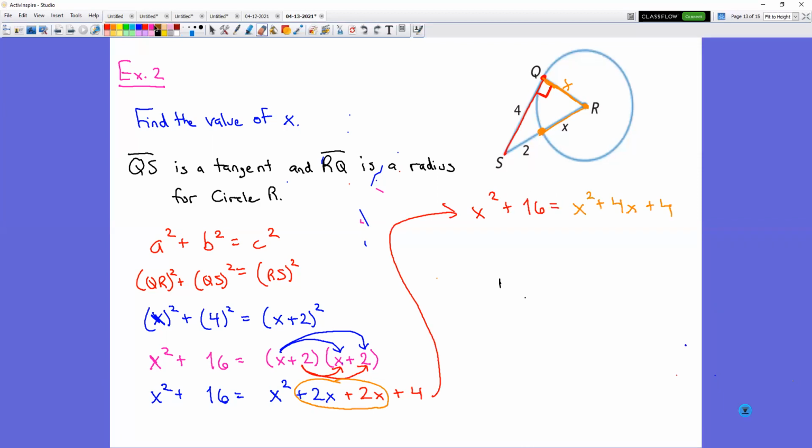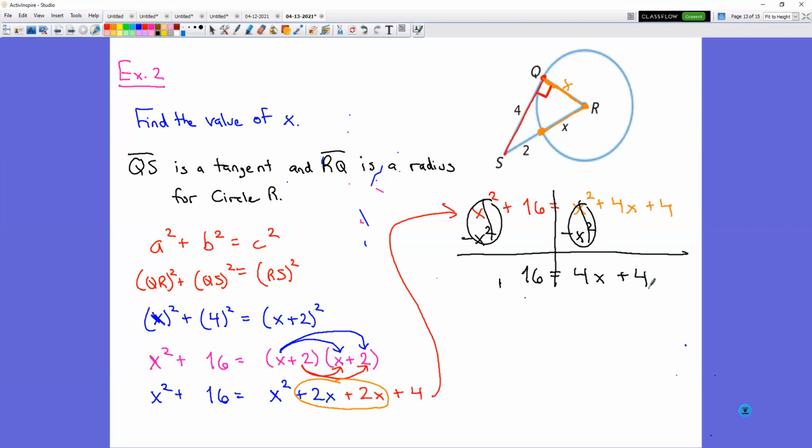And now I'm going to start working on solving for x. If you notice, both of these sides have x squared on them. So what I'm going to do is subtract x squared on each side. And when I do that, of course, those are going to cancel out. So I'm going to cancel out both the x squareds. Now all I have left is 16 on this side, and then 4x plus 4 on the other.